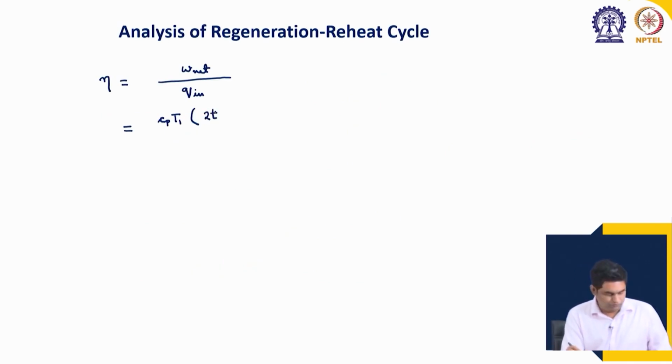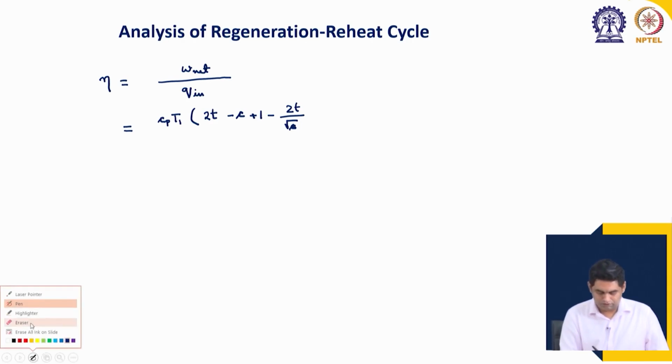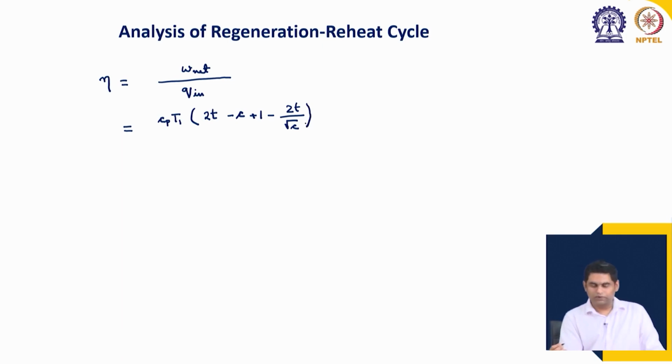Okay. So, this I will directly write down. It will come of this form: 2T minus C, plus 1, minus 2T by root C. So, this is the net work output, this divided by the heat addition, which we can also write in a similar way.